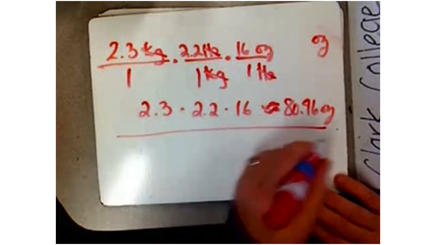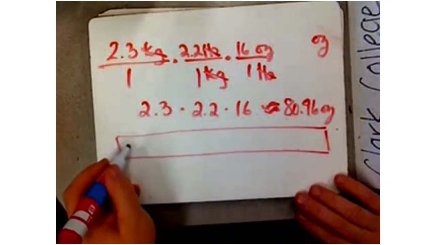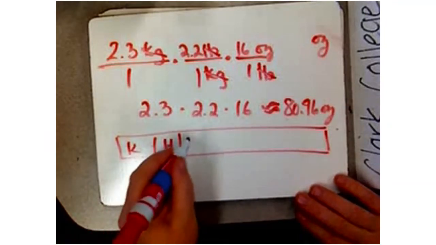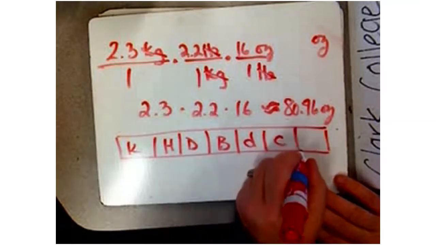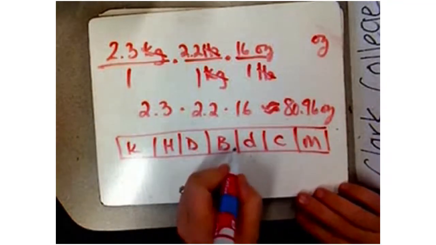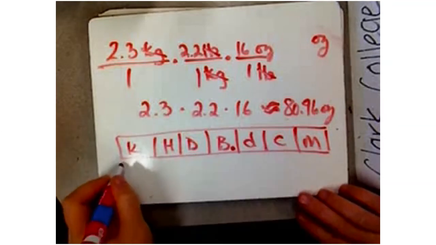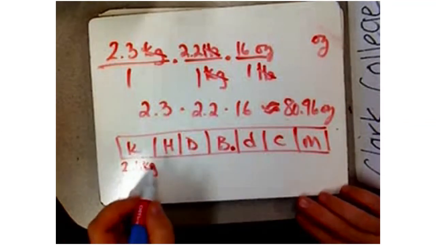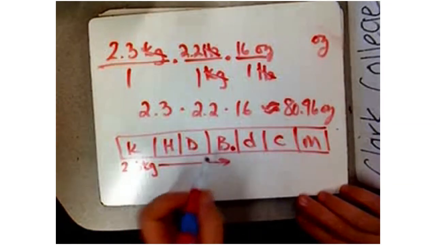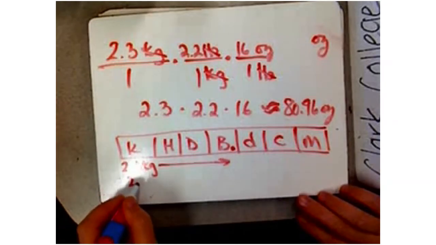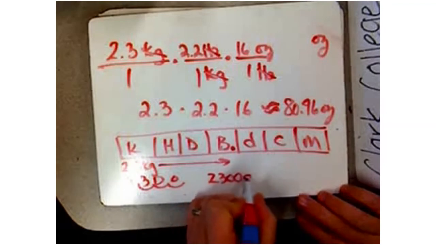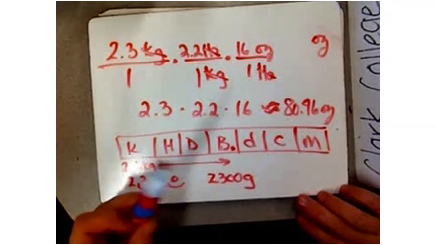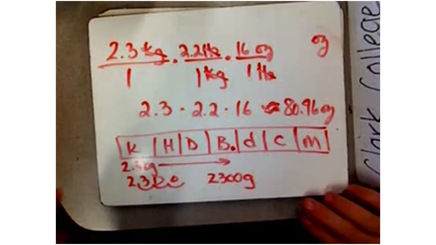We could use our King Henry Died By Drinking Chocolate Milk chart, couldn't we? And I'm writing that out right now. We have kilo, hecto, deca, base, deci, centi, milli. If I've got 2.3 kilograms, and I change that to grams, which is my base unit, I'd move my decimal 3 places to the right: 1, 2, 3. I'm going to have 2,300 grams.